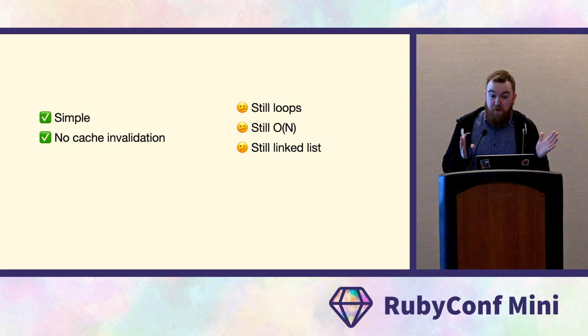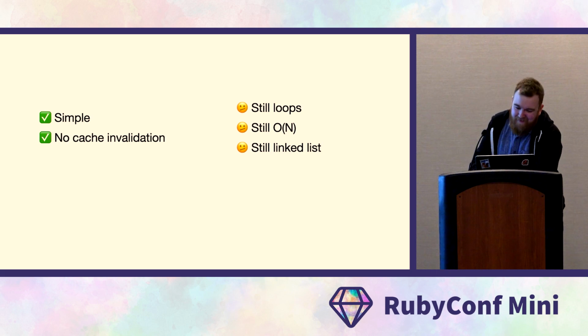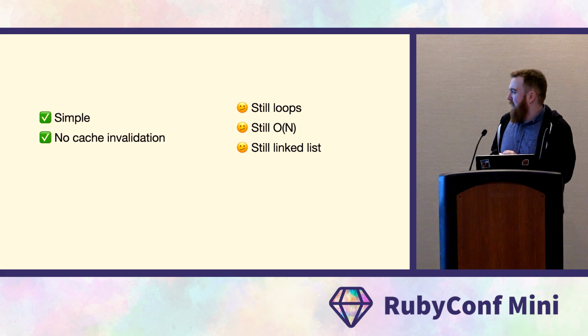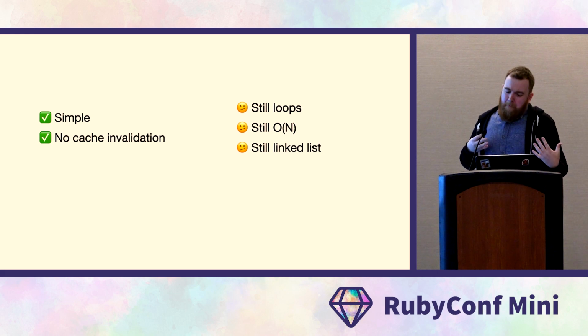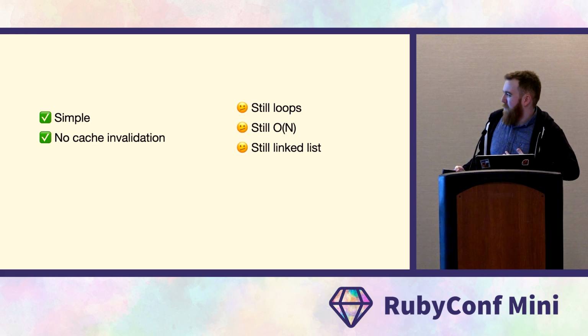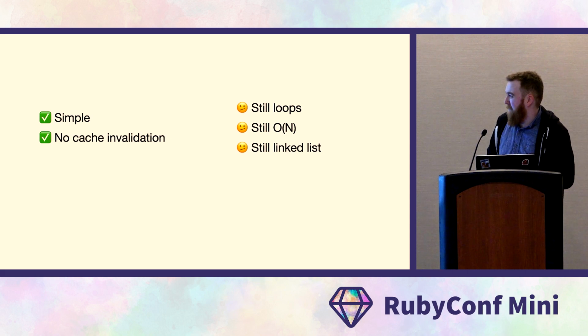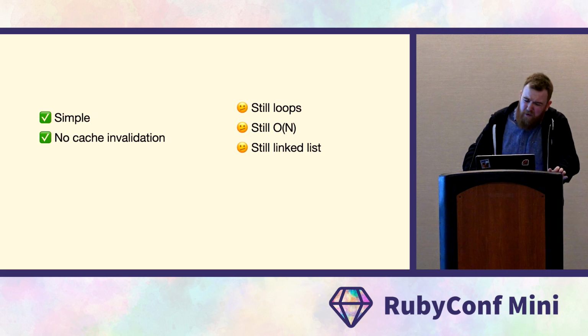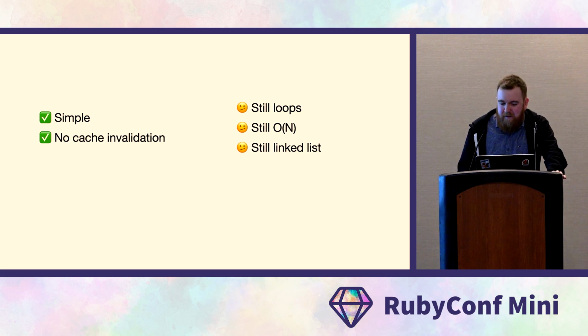I wasn't super sure about this, so I added some more instrumentation to check. It still loops, it's still big O(n), it's still a linked list, but I think this wasn't a bad idea. And probably if there wasn't a better solution, I would have been happy to propose this and try to ship it. But I kept looking just because having a linked list bugged me.